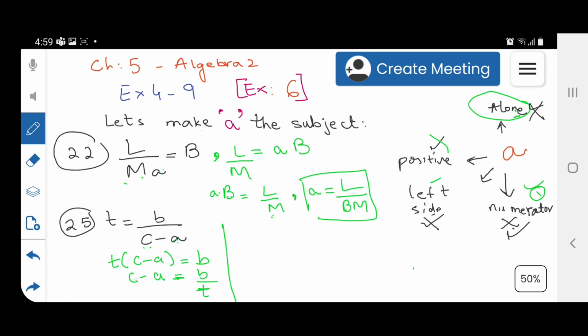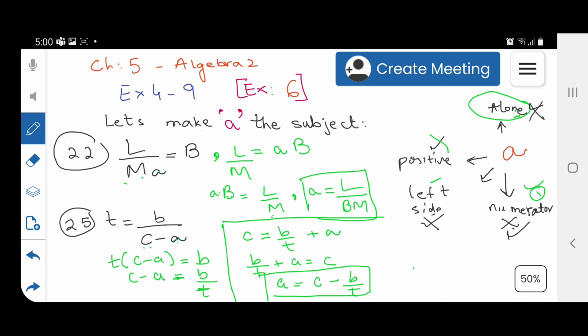Now we want to make A positive, so either you can send A on the other side, or otherwise at the end you can multiply with -1. I find it easy when I send A on the other side. So we can say that C equals B by T plus A, because it was getting subtracted, now it is getting added. Now C is not our subject, A is, so let's switch the sides, make it like B over T plus A equals C, or keep A alone, means send B by T on other side. So you can say A equals to C minus B by T, whole fraction. So this is the answer for question number 25.